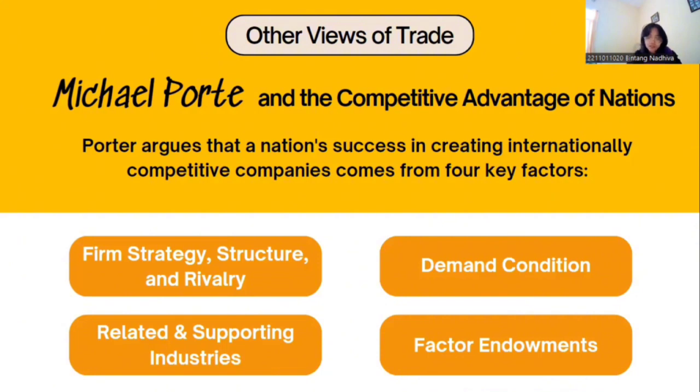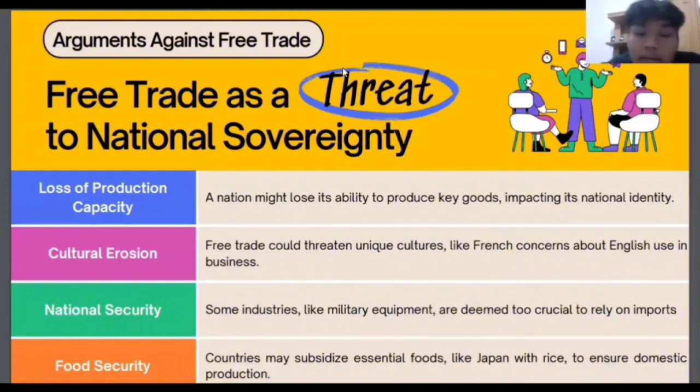The first one is firm strategy, structure, and rivalry. The second one is related and supporting industries. The third one is demand conditions, and the last one is factor endowment. So I will explain the arguments against free trade.